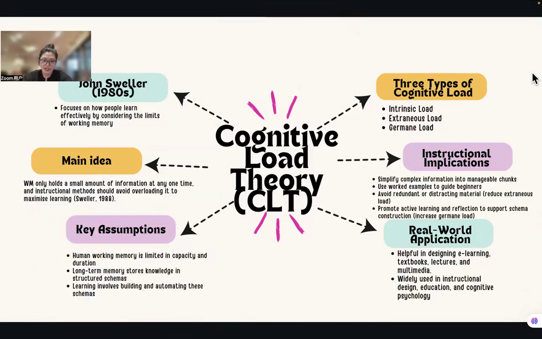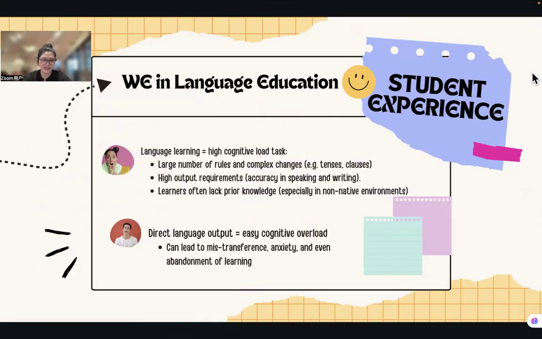As for implications, teachers can help students by simplifying complex information into manageable chunks. A good use of worked examples can guide beginners, help them avoid redundant or distracting materials, and also promote active learning and reflecting to support schemas. In the real world, CLT is used everywhere, every minute of study.